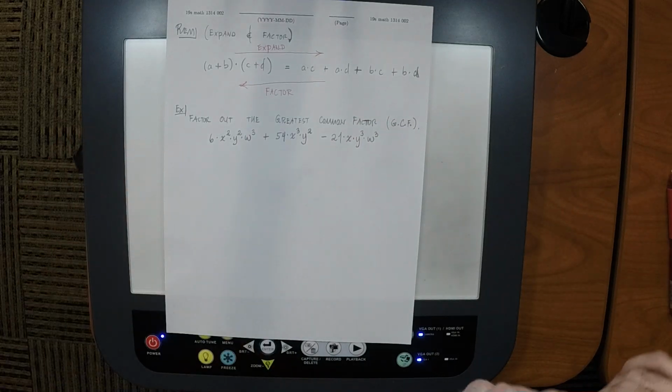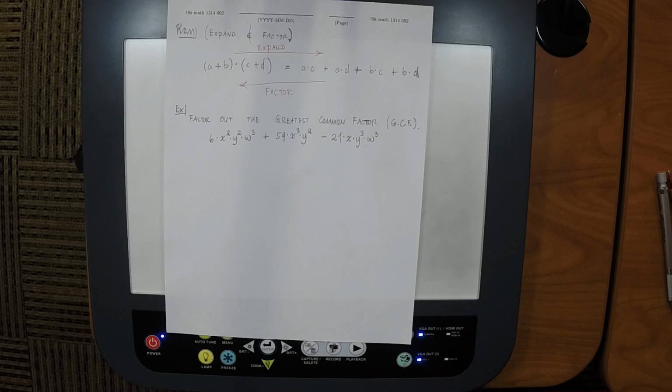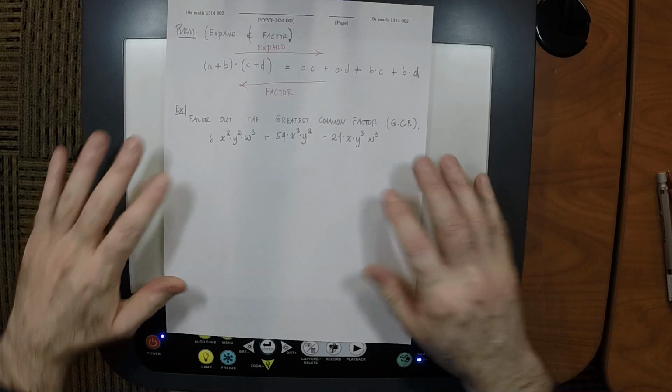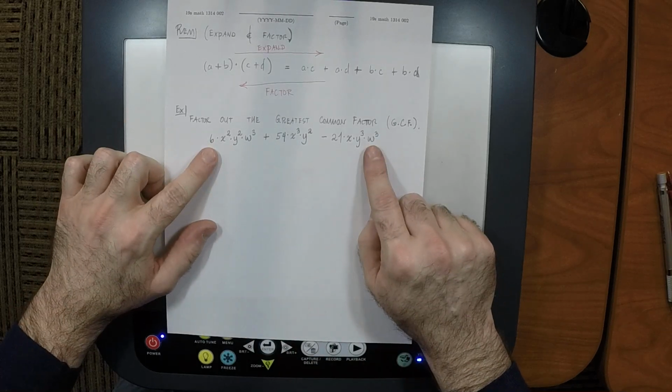All right. Factor out the greatest common factor. So I'll give you a second to copy that down and make sure it's written correctly. Okay, so let's look at this crazy thing we've got written here.